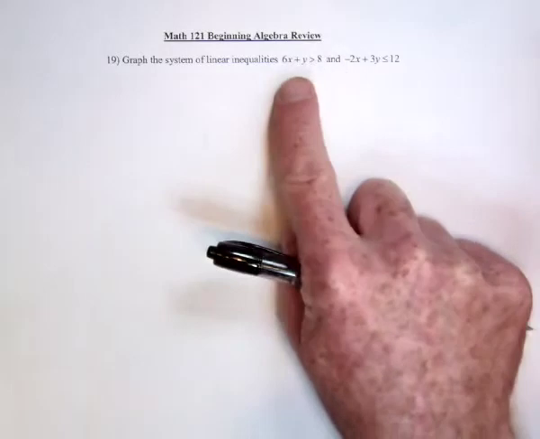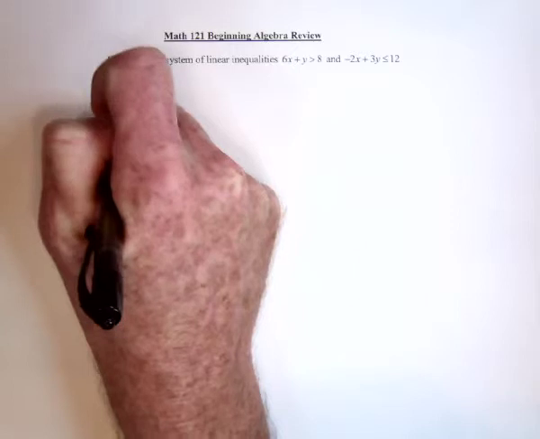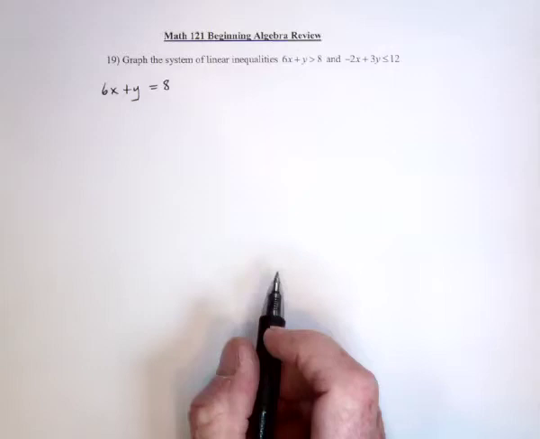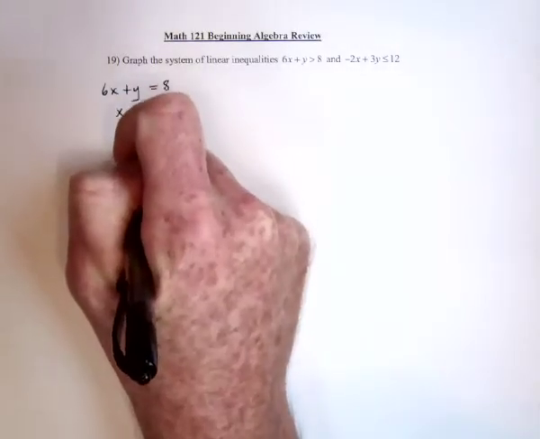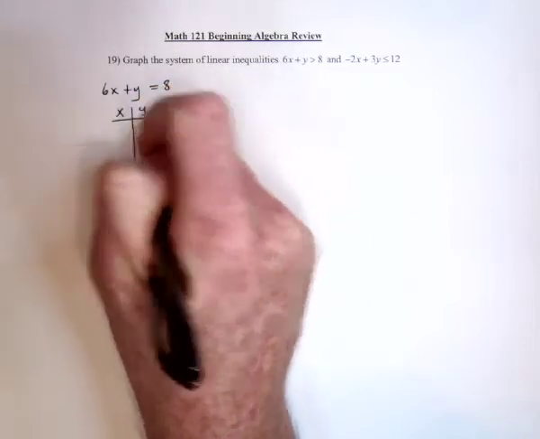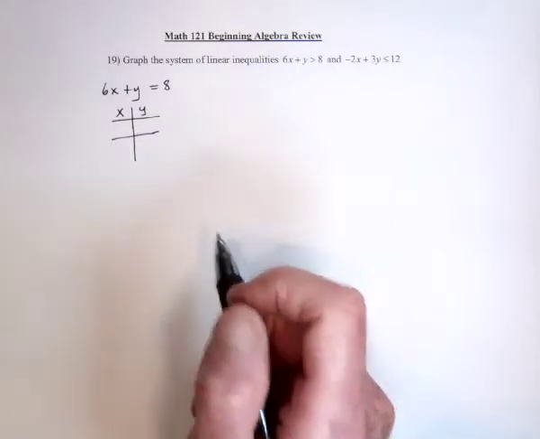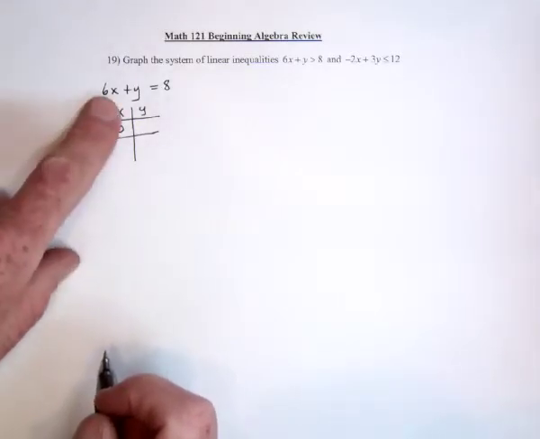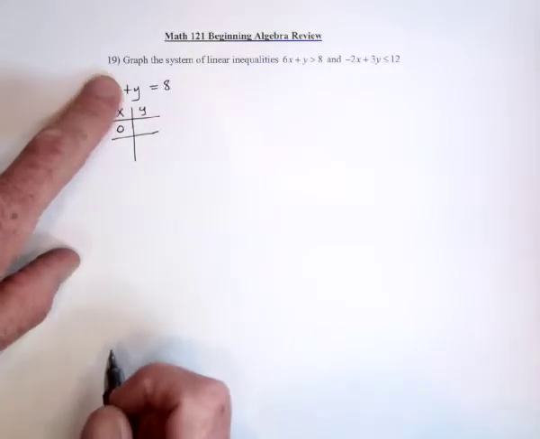So first, I would make a table of values for this one right here. So I would say 6x plus y equals 8. So just change it to an equation for a moment, and then make a table of values. You can substitute whatever number you want in for x and solve for y, but what I like to do is use 0. That's easiest. So if I substitute that x was a 0, this right here would be 6 times 0, so that would be gone, and it would just say y is equal to 8.